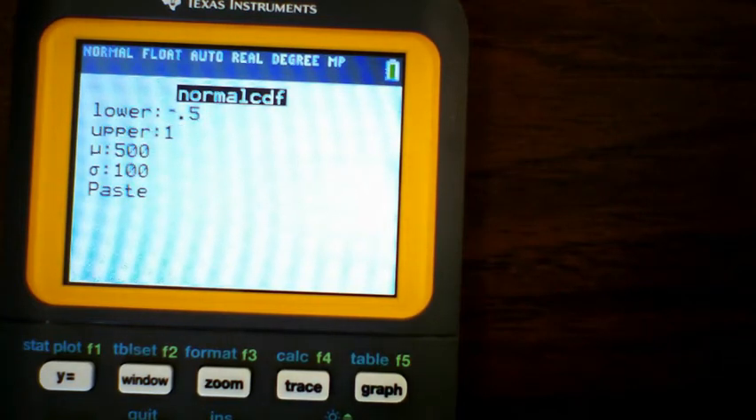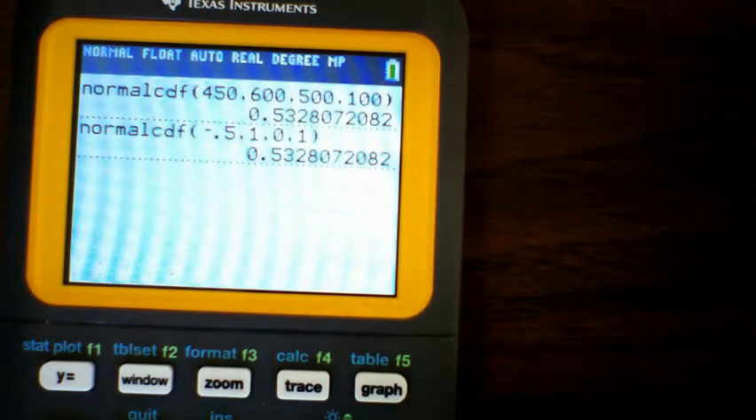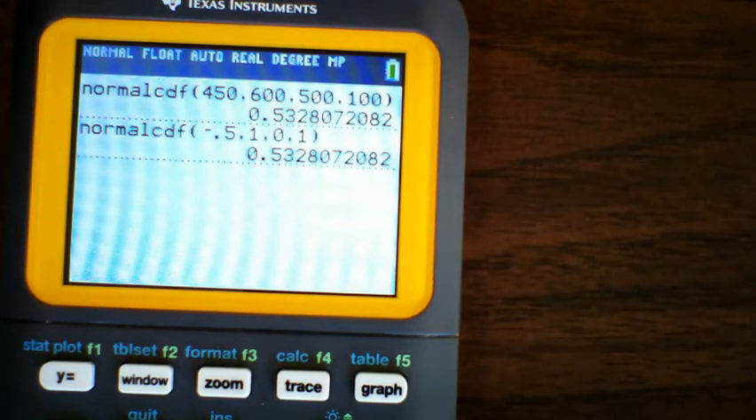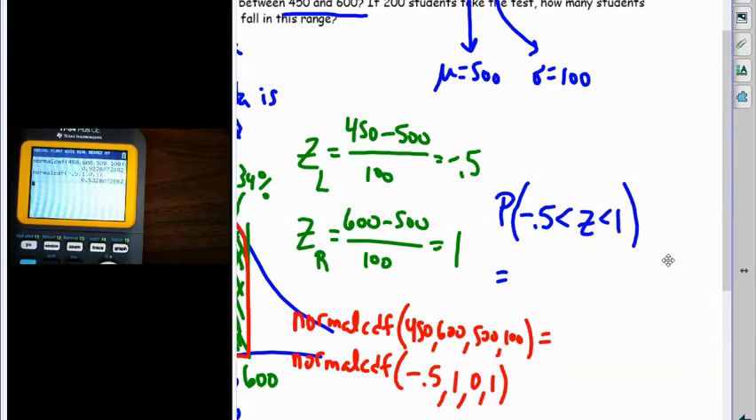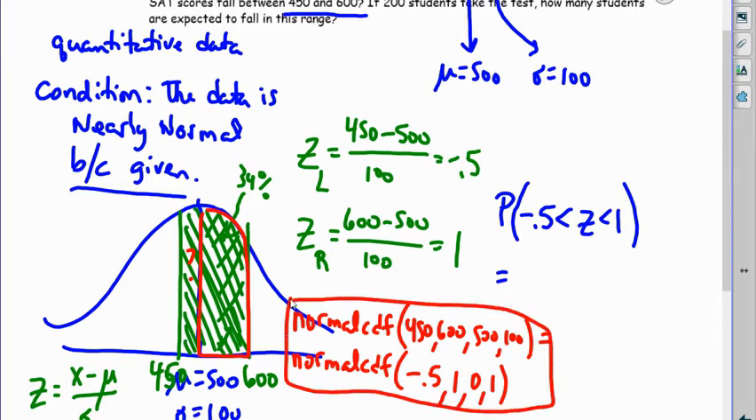1, 0, and 1. Paste it. See that same exact z-score, same exact probability from those z-scores. So this red stuff I didn't really write, pretend. And so then I will say that the probability of my z-score doing that is 0.5328. And then you've got to write your sentence because every time you do anything, you always write a sentence at the end.